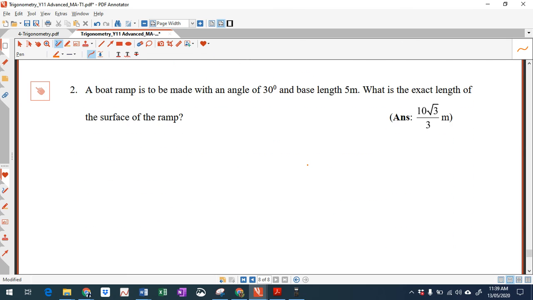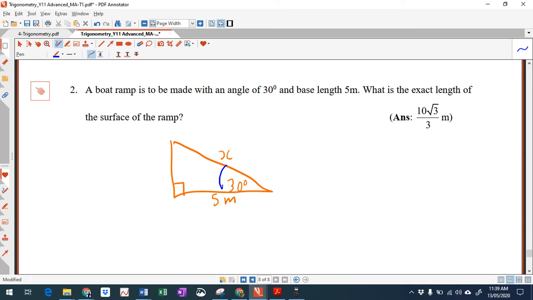Now, what about this one? A boat ramp is to be made with an angle of 30 degrees and base length of 5 meters. So if you look at our right angle triangle as the model, okay, there's our ramp. So we want 30 degrees in here. Yep. Base length is 5 meters. What is the exact length of the surface of the ramp? Let's call that x.